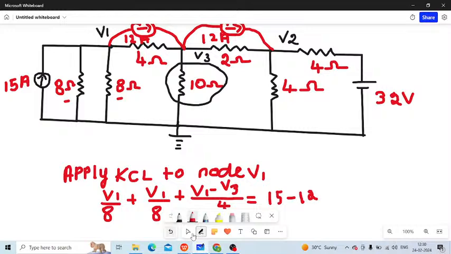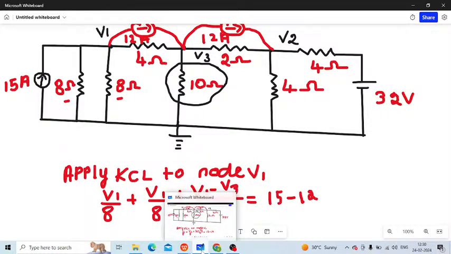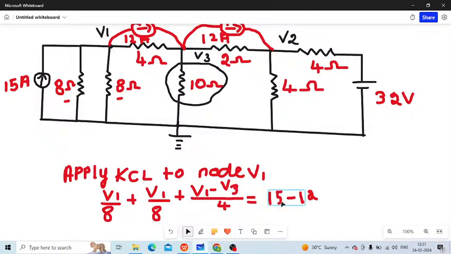Now if I try to simplify this, I'll teach you how to simplify, and then directly the resultant. Simplification is nothing but, you have V1 by 8, V1 by 8 and V1 by 4. You will get V1 into 1 by 8 plus 1 by 8 plus 1 by 4, taking V1 common. And minus V3 by 4, which is equal to 15 minus 12.